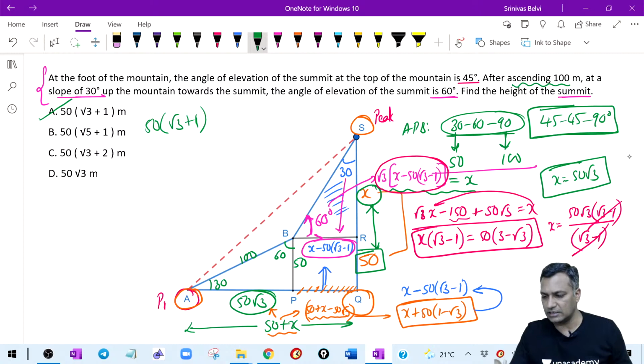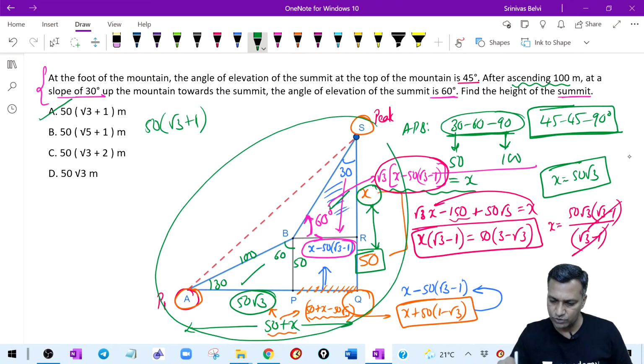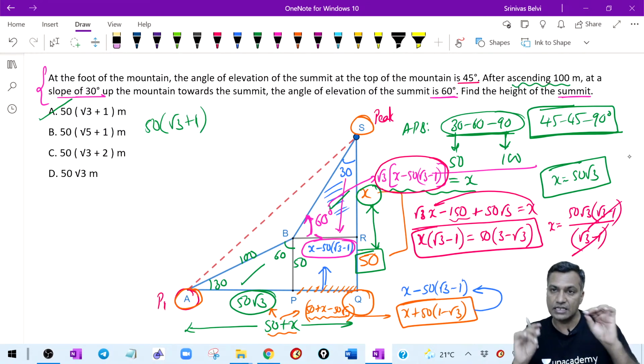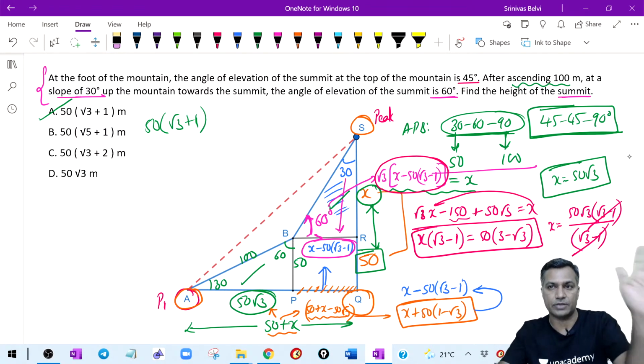They're all beautiful angles, 30, 60, 90, 45, 45, 90. You just have to connect them. You just have to connect the three diagrams. This diagram, you got to connect with the larger diagram, which was 45, 45, 90. That connection might take a little bit of time there. Clear there?